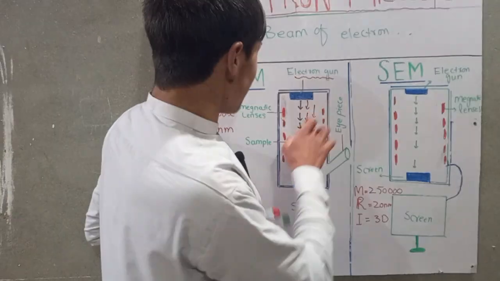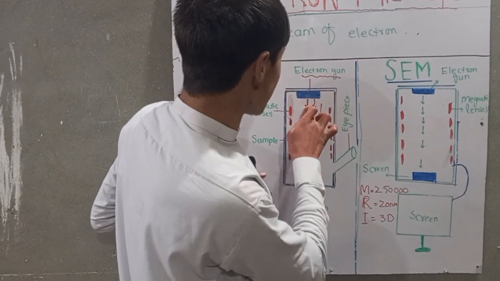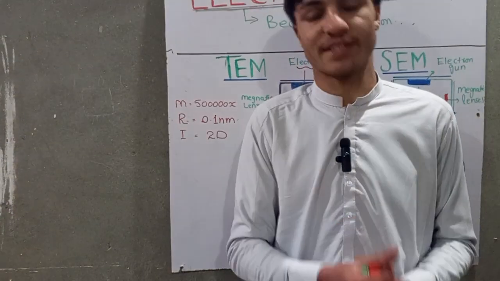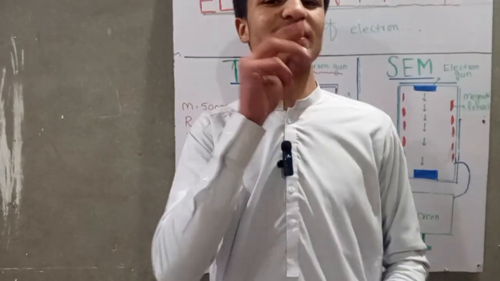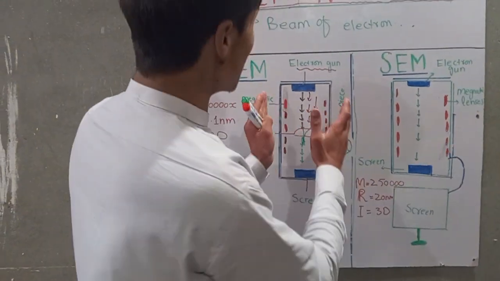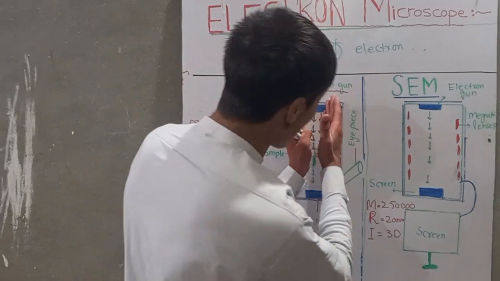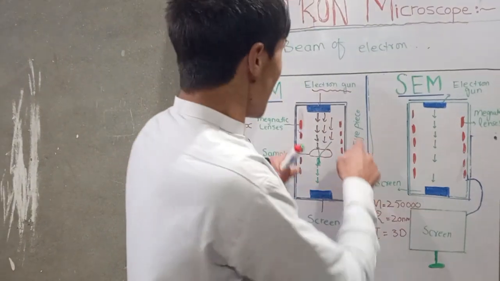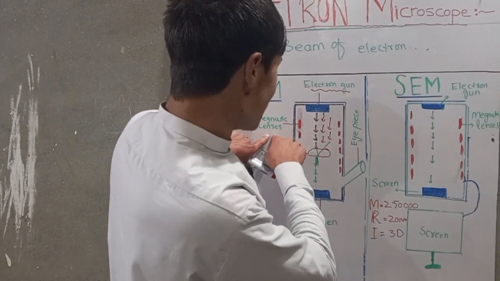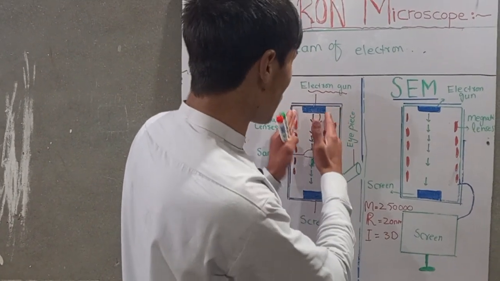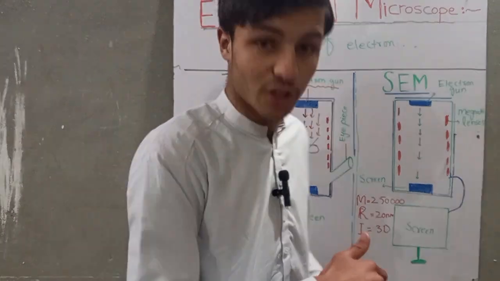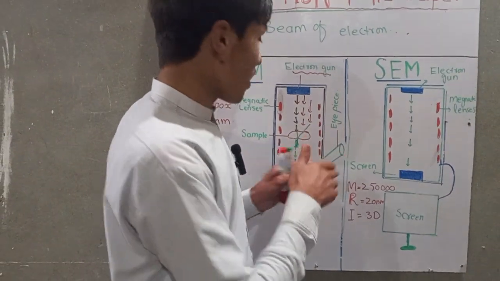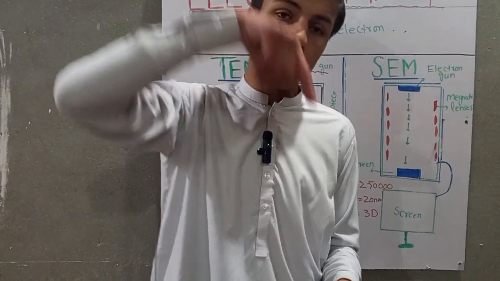Okay, so this is the electron gun, and there are magnetic lenses. What is the function of magnetic lenses? The function of magnetic lenses is that they also help us make the electrons go in one direction, to focus on a specimen. The electromagnetic lens helps us direct the electrons in a special direction onto the specimen.